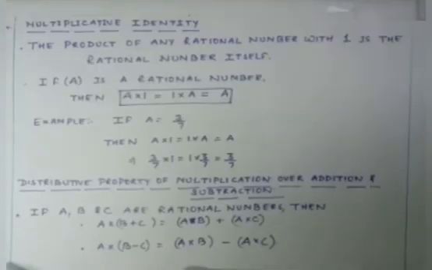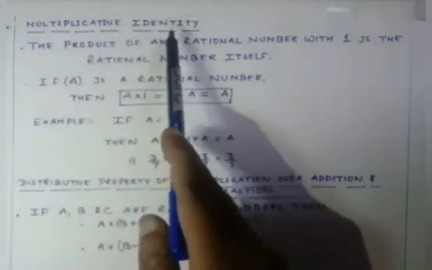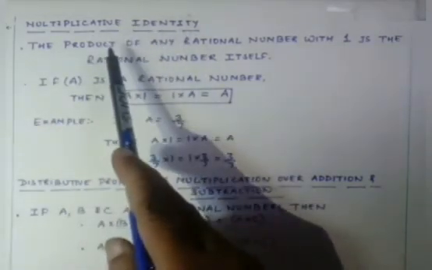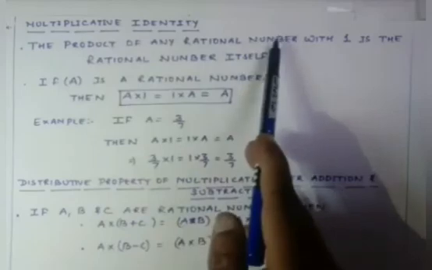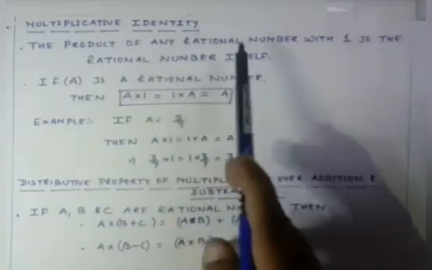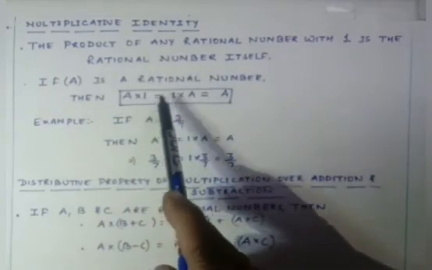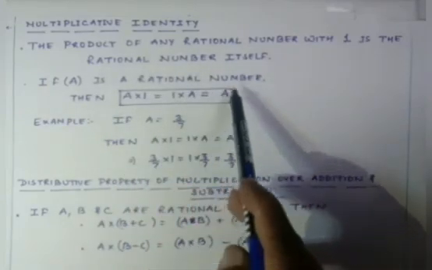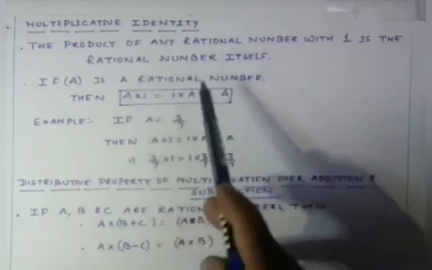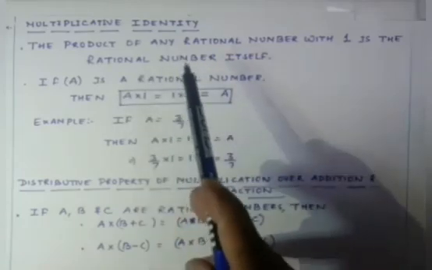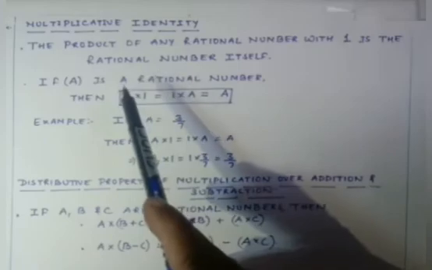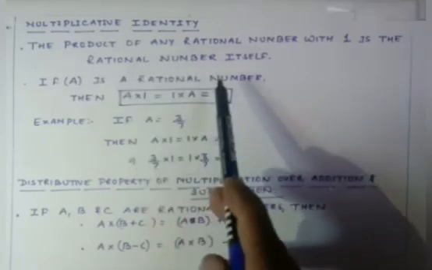Let us come to another property, that is multiplicative identity. What it says, the product of any rational number with 1 is the rational number itself. If a is a rational number, then a into 1 is equal to 1 into a makes a. Means if I am going to multiply any number with 1, what will be the result? The product will be the number itself.